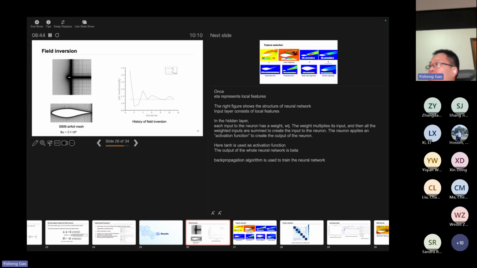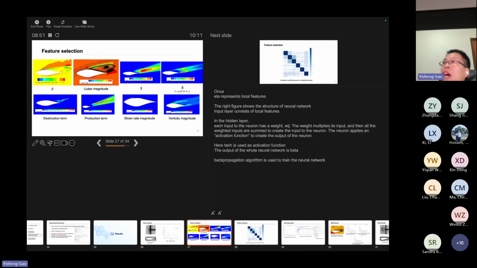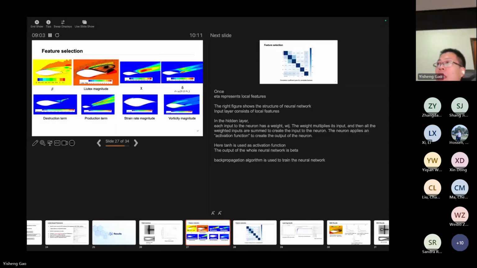The history of feeder inversion is present on the right. Next, we try to find some features. It's based on feature selections. First, we can see the beta distribution. Next, we presented the Liutex magnitude, chi, delta, destruction term, production term, strain rate magnitude, and vorticity magnitude.